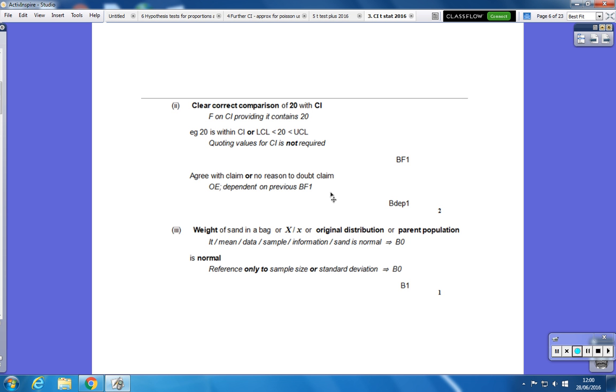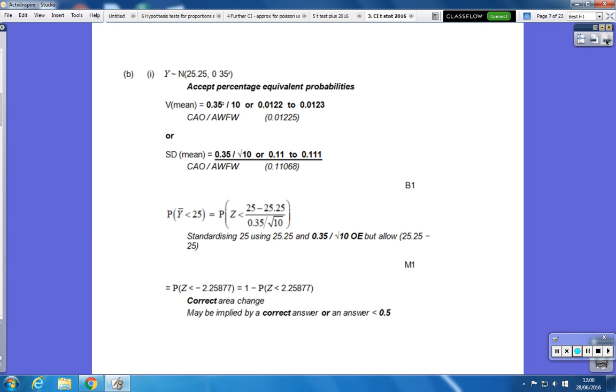And then the following question was talking about the fact that the weight of the sandbag, or the original parent distribution, is normally distributed, which is what they wanted. Second part of the question, if you've carried on, we're using standard error. So it's Z with the standard error, which means you're looking at Y bar, the mean.